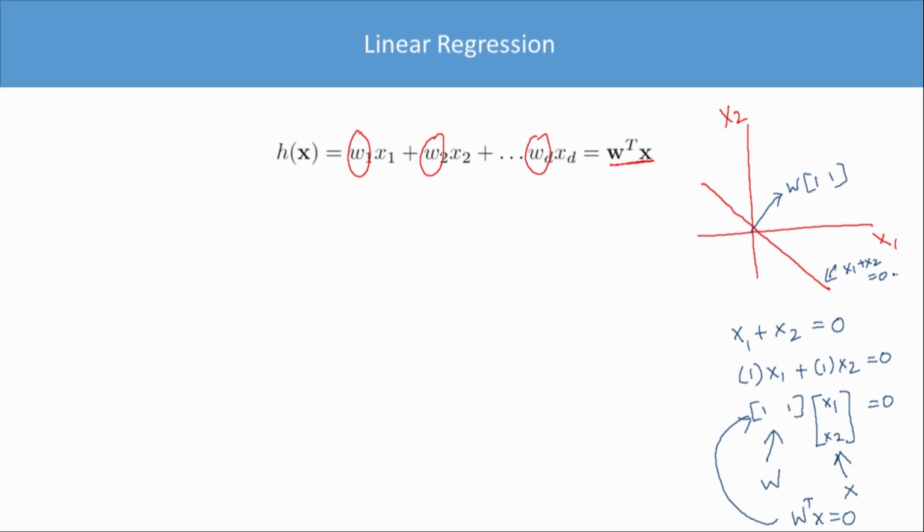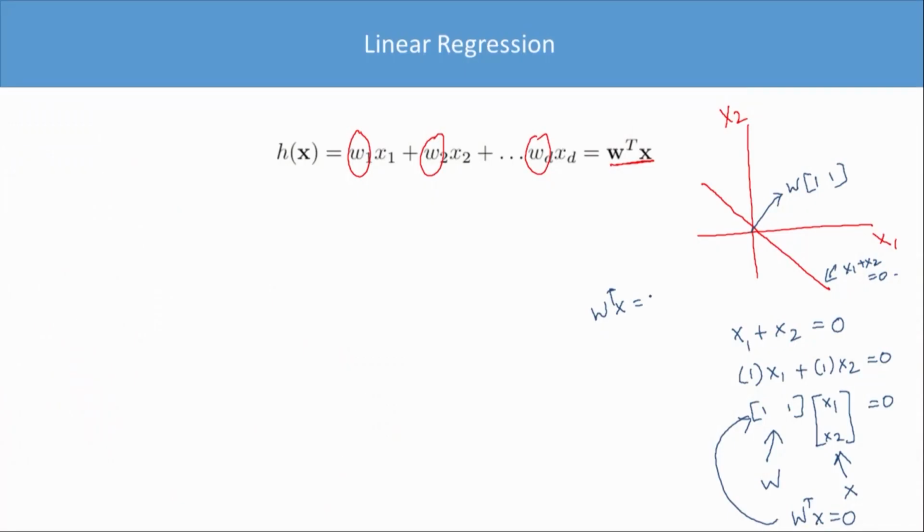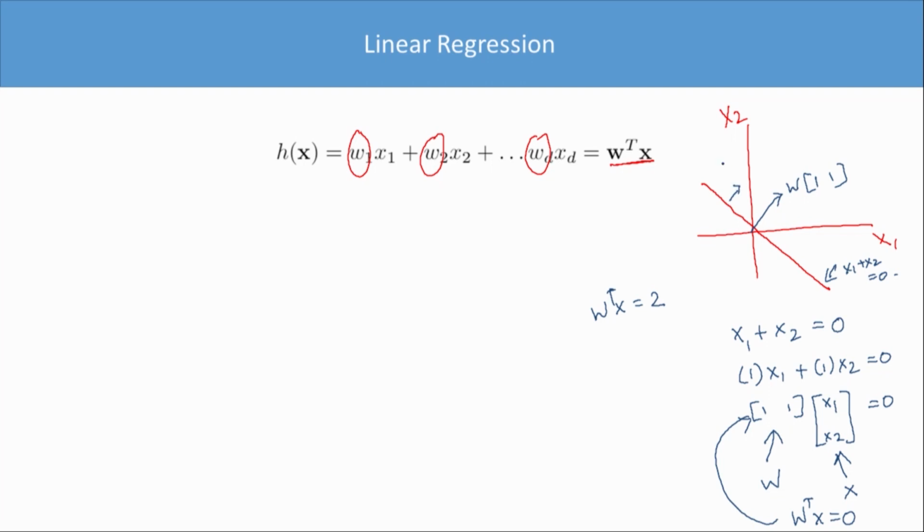So if I had to ask for the equation of W transpose X equals 2, how would that be? The W stays in the same direction. W transpose X equal to 0 is the set of all points which are perpendicular to the vector W, which is 1, 1. W transpose X equal to 2 would be just pushing this in this direction by a distance of 2. And if it is minus 2, it is going to push it in the other direction. So this is one thing that we would need later on.